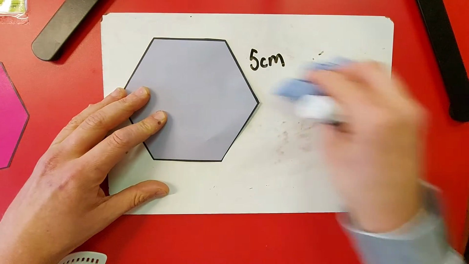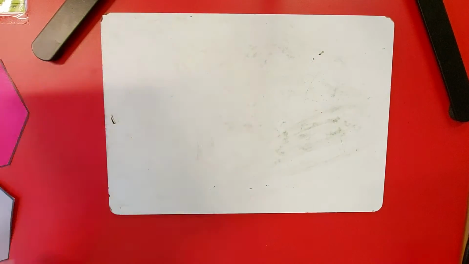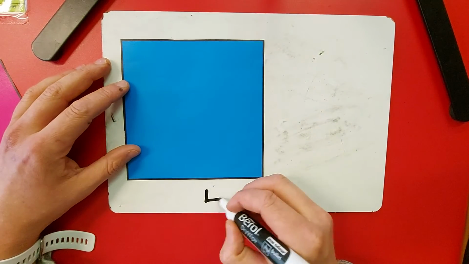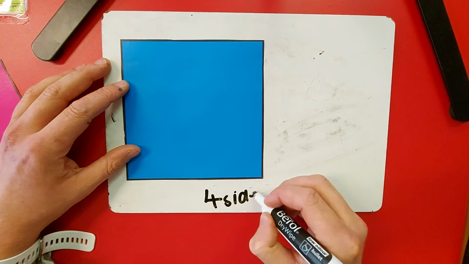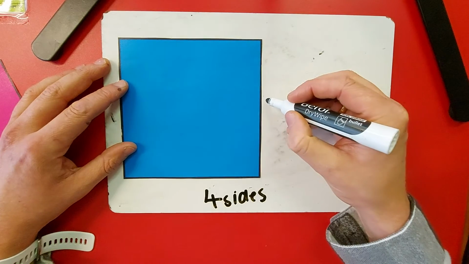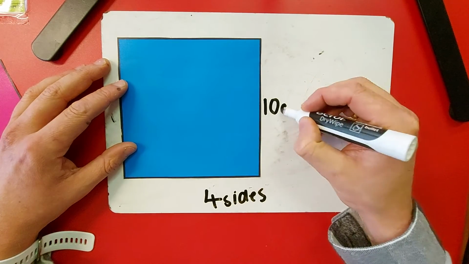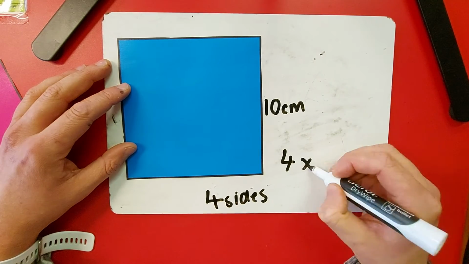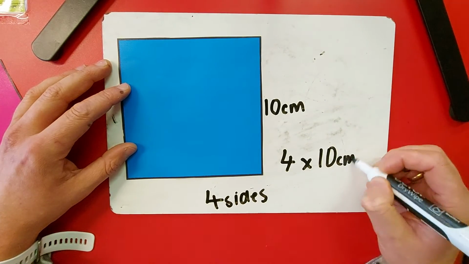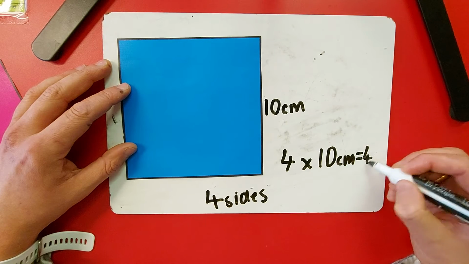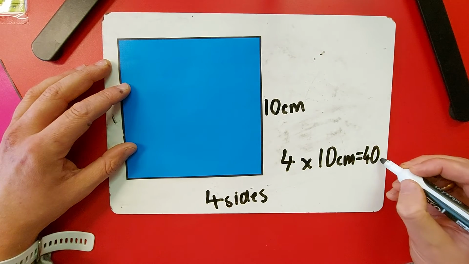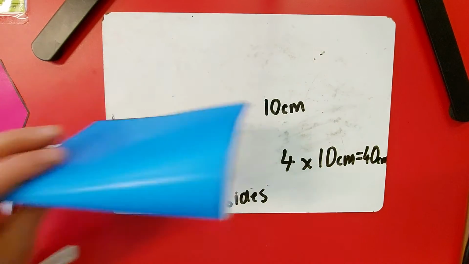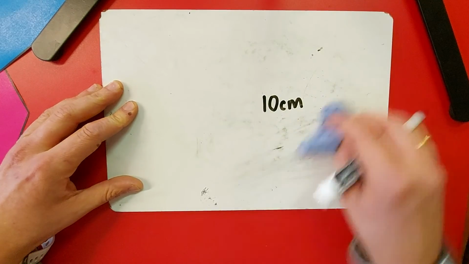Let's have a look at a couple more. Let's try our square. Now I know our square has 4 sides. Let's say that one of these sides is 10 centimeters. I know that then I'm doing 4 times 10 centimeters, which equals 40, and then I know, last step, add on the centimeters.